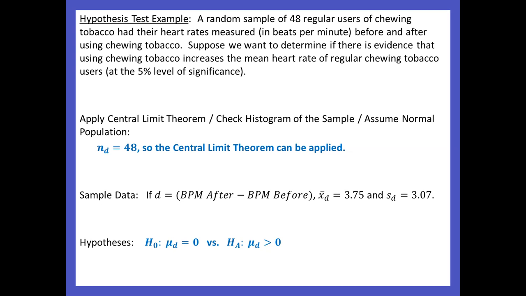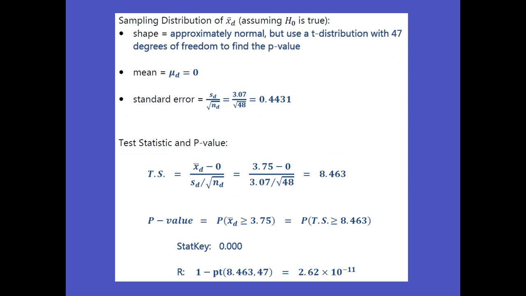Because if we're looking for an increase, like it says up in the paragraph at the top, then if that's the order of subtraction, we're looking for evidence that mu sub d is positive, that the after measurements are on average higher than the before measurements. And that would be a positive value with that order of subtraction. This is all in the notes, but I think we can run through it pretty quickly.